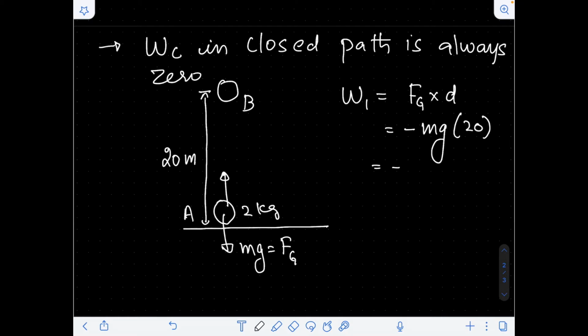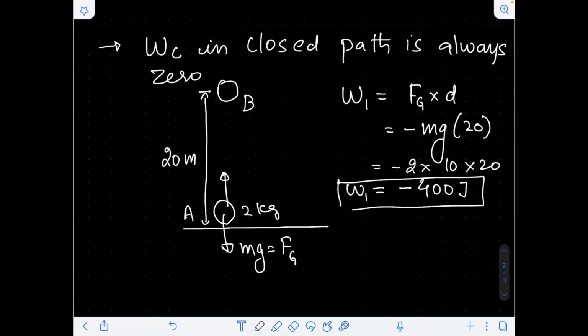Let's put the values: mass is 2, let's put g equal to 10, and the height is 20. If we solve this, it comes out to be minus 400 joule. This is the work done by the gravitational force in taking the object from A to B.